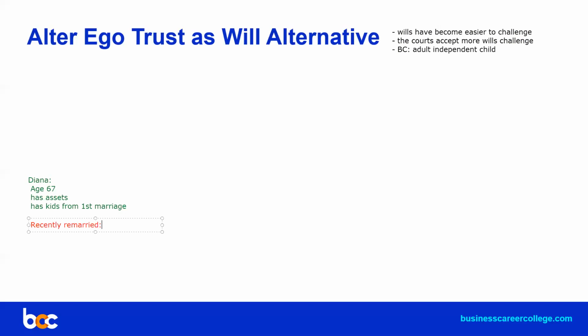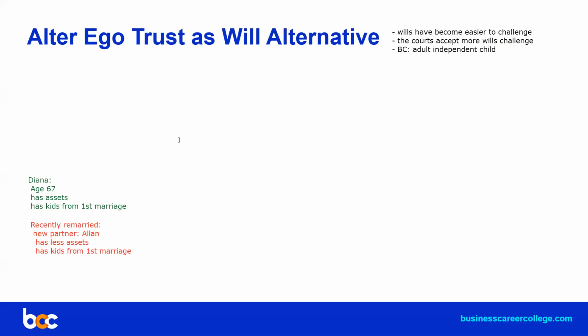Okay, so we've got her new partner here, Alan. He doesn't have much in the way of assets, but he also has kids from his first marriage. Now, these kids are grown up and independent, right? Everybody's grown up and independent here.